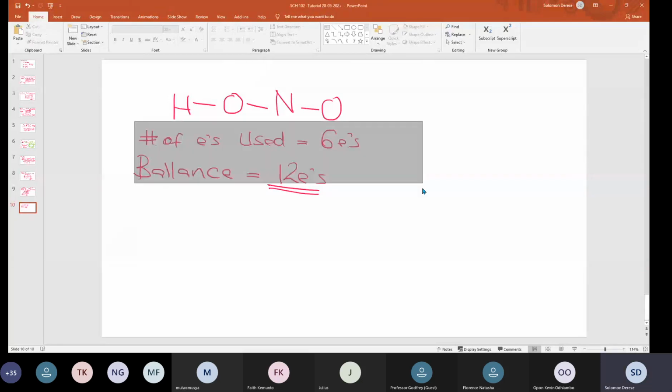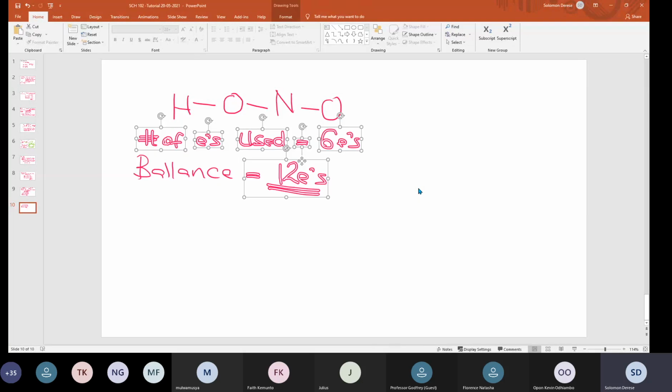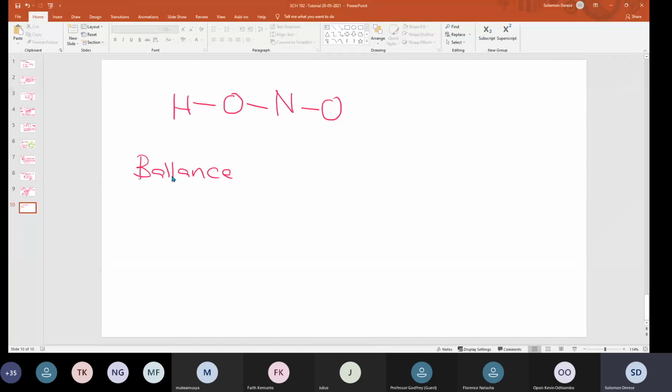We have 12 electrons, and there are some elements whose octet is not fulfilled. So now we have to use this balance of 12 electrons to fulfill the octet, okay? So which ones do we do first? The nitrogen or the oxygens? Okay, the oxygens, because oxygen is on the outside.